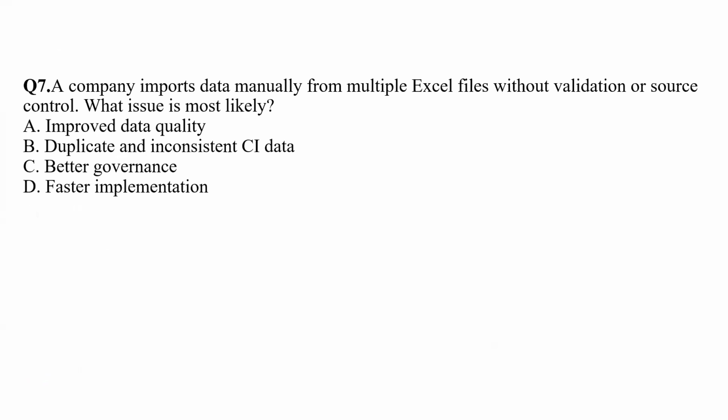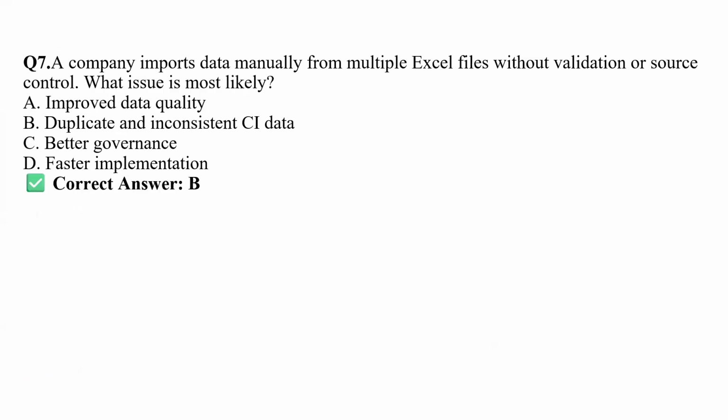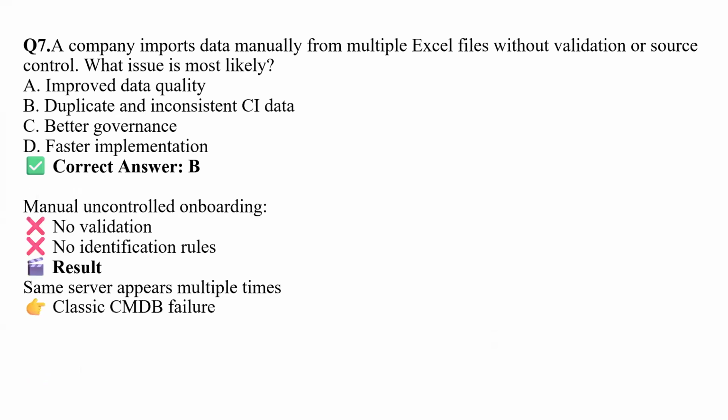Next one. A company imports data manually from multiple Excel files without validation or source control. What issue is most likely? Option A, improved data quality. Option B, duplicate and inconsistent CI data. Option C, better governance. Option D, fast implementation. The correct answer is option B, duplicate and inconsistent CI data. Manual uncontrolled onboarding leads to no validation and no integration rules. The result is the same server appears multiple times. So it's a CMDB failure.